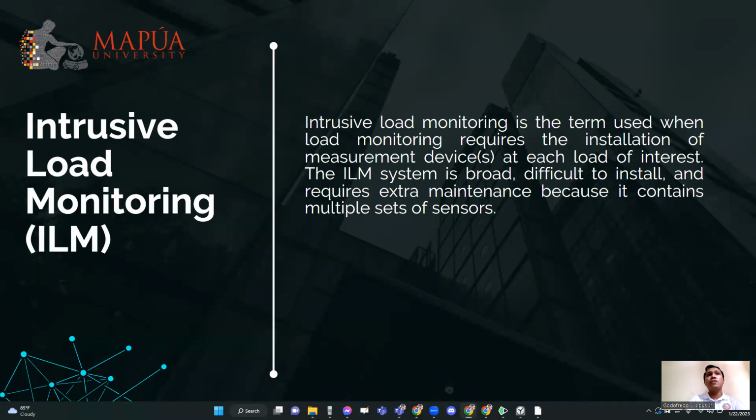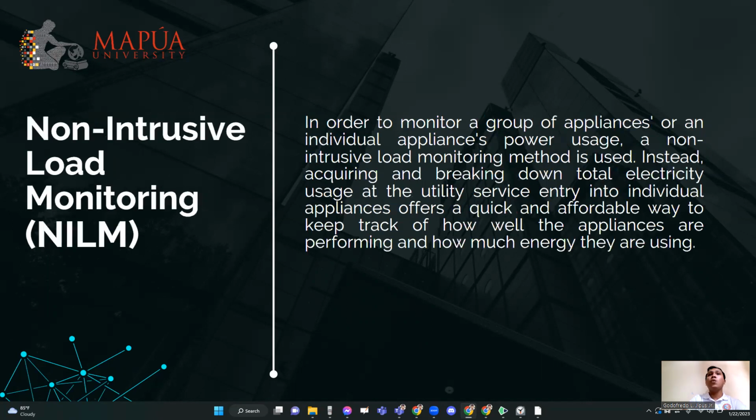What is ILM or the intrusive load monitoring? It is the term used when load monitoring requires the installation of measurement devices at each load of interest. Now, if you want to monitor three devices or three appliances, then if you are using the ILM approach, you need to create three meters, one for each individual appliance. But if you are going to monitor a group of appliances, then non-intrusive load monitoring is the best choice for you, since it does not necessarily put individual sensors or meters for each appliance, but the total electricity usage is recorded.